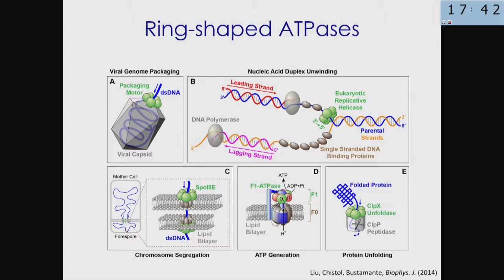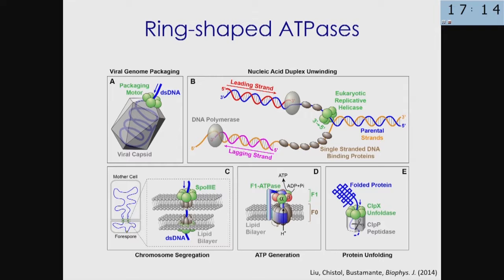So I'm going to tell you a story that we did using this type of methods, which involves a particular type of molecules in the cell, called ring ATPases. These are pentameric or hexameric rings of ATPases, molecules that can convert chemical energy into mechanical work. And I show you here, for example, the one that is at the base of many viruses, whose function is to package the DNA inside the capsid of the virus.